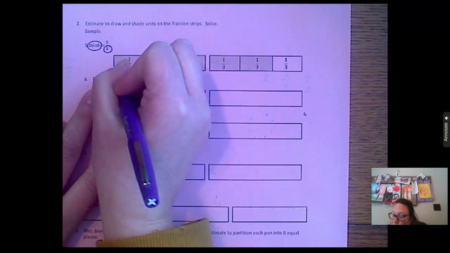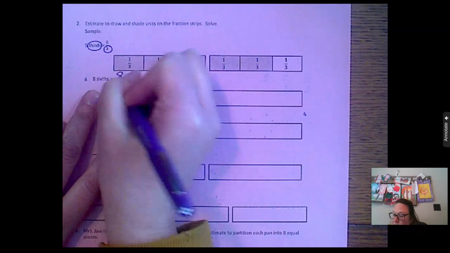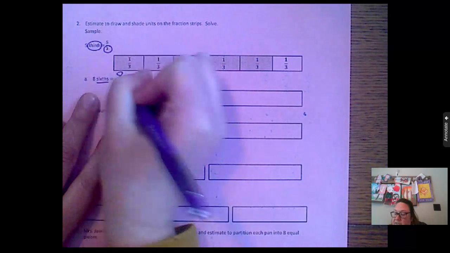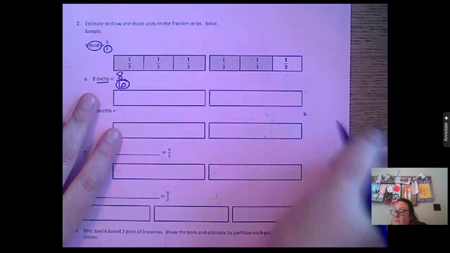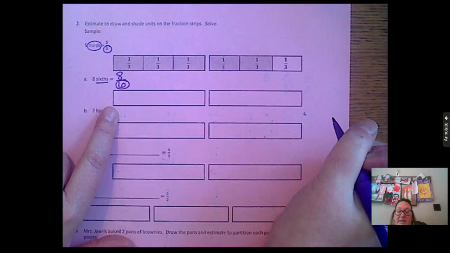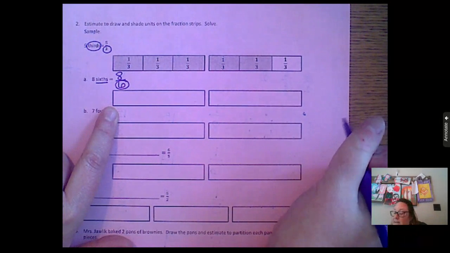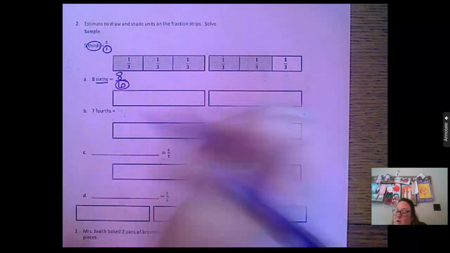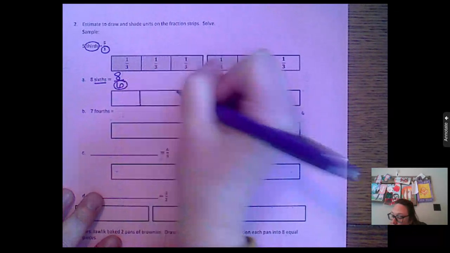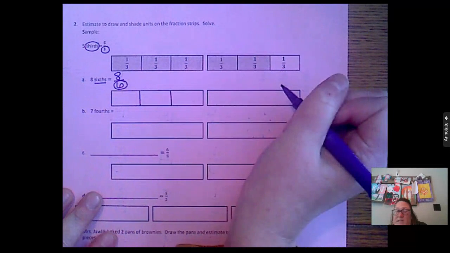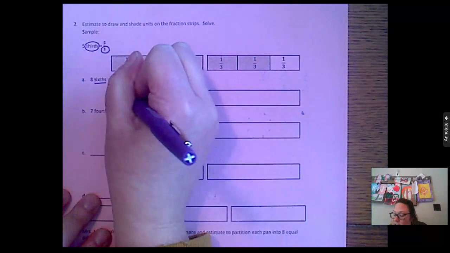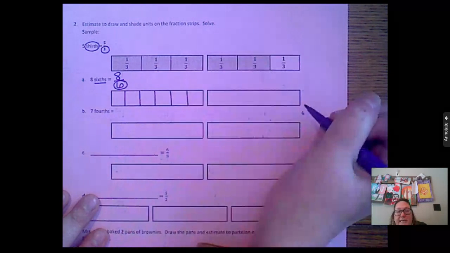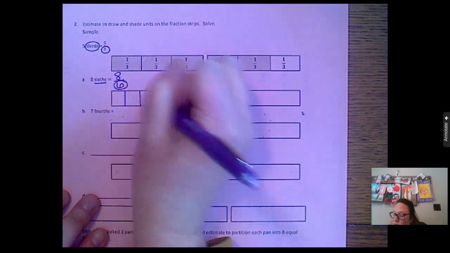So 8/6, the 8 would go on top as my numerator, and the 6 goes on the bottom as my denominator. Again, this 6 on the bottom tells me that each whole is going to have how many pieces? 6, right? So do you remember the trick to make 6 nice and equal? We're going to split it into thirds first. And once we have really good thirds, we can cut our thirds in half. And that gives us 6. That should be pretty equal in size. So 1, 2, 3, 4, 5, 6.